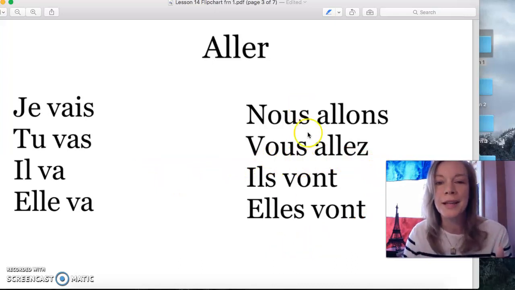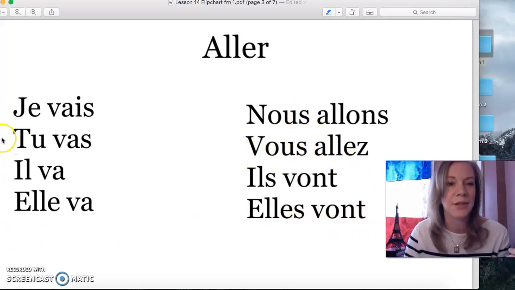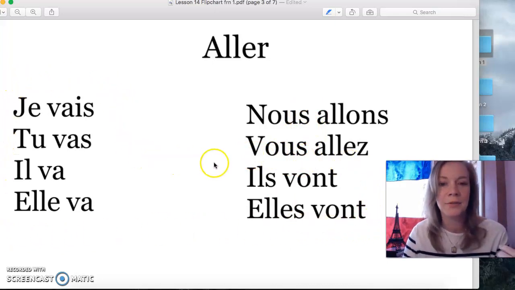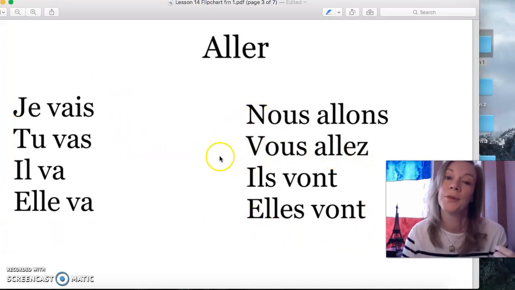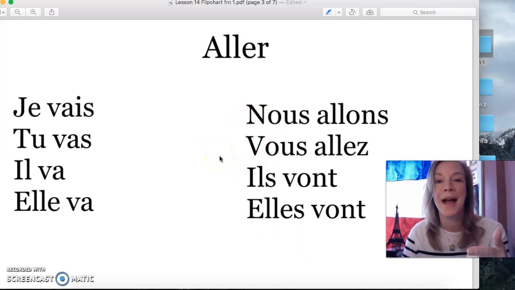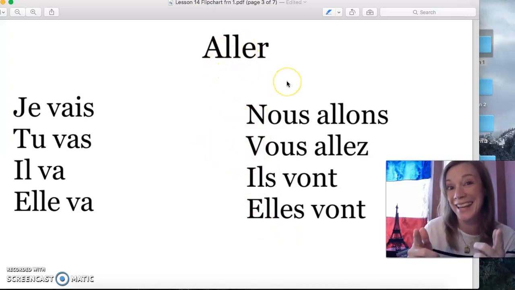Nous and vous are left out here by themselves. They're not in this shape. They're not in this circle. But what we say about nous and vous is they are the laces of the shoe because they tie back to the infinitive. Get it?